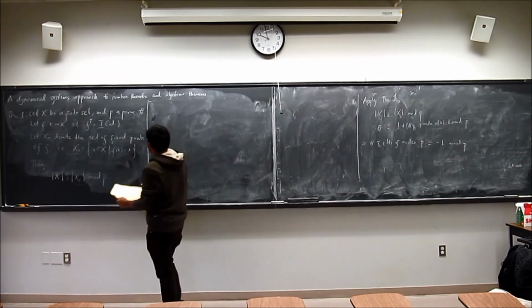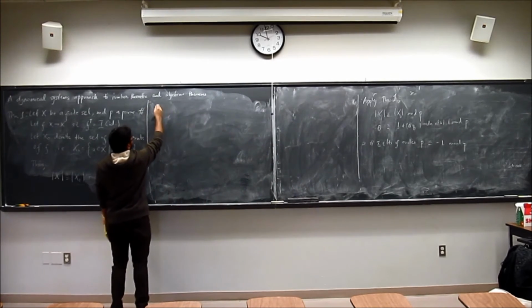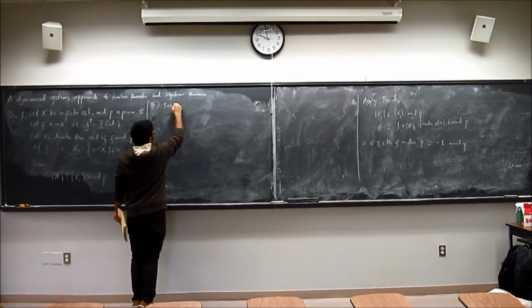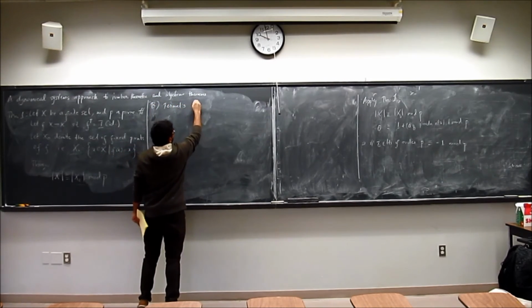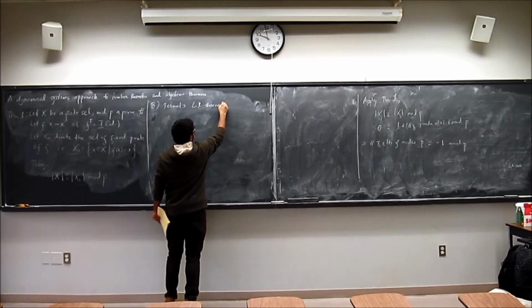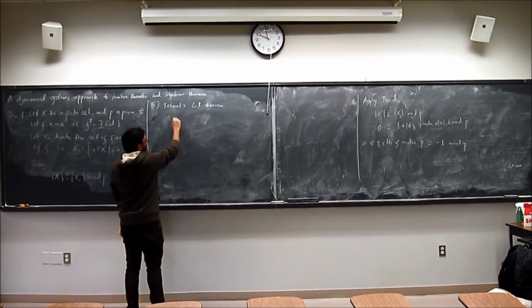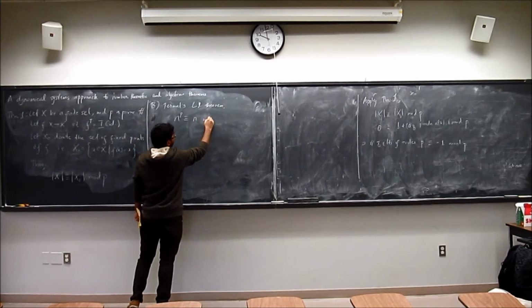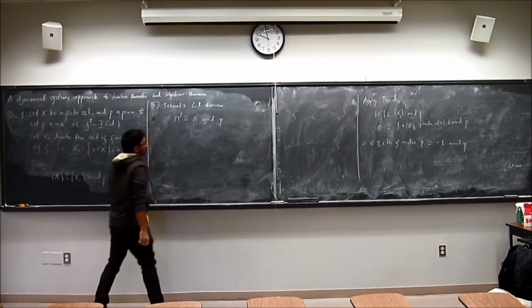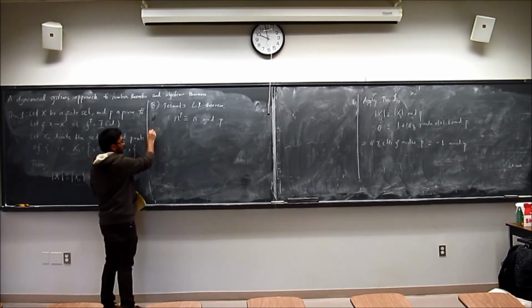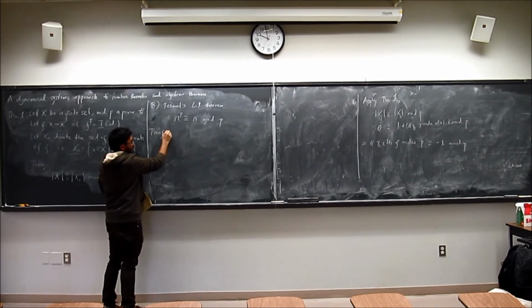The next theorem we're going to talk about is from number theory, which is Fermat's little theorem. So that says that n^p is congruent to n mod p. Here also we'll break it into steps.